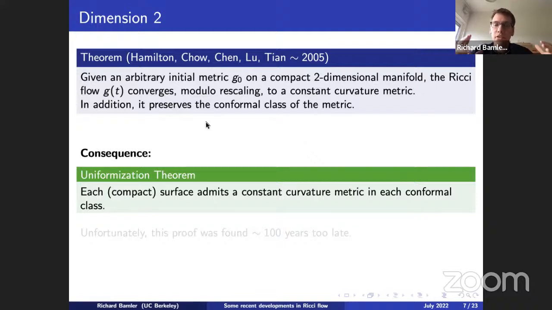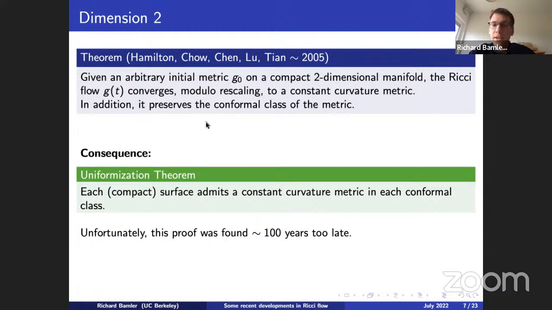Okay, so the idea is just you start with an arbitrary metric, you evolve it by the flow, and then in the limit, you obtain your desired constant curvature metric, right? So this would be the first topological or geometric application of Ricci flow, but of course, the uniformization theorem has been known before, and so this proof comes 100 years too late.